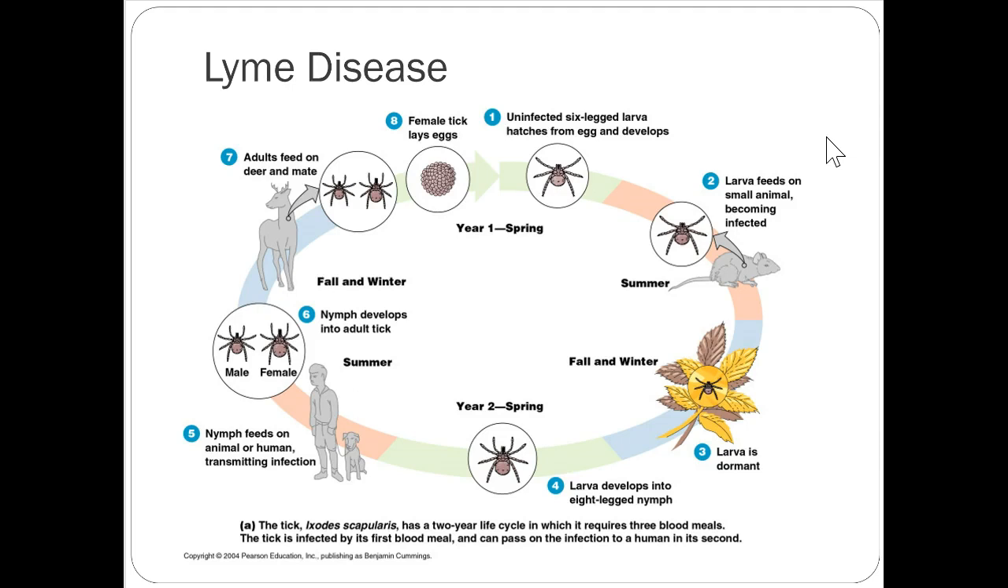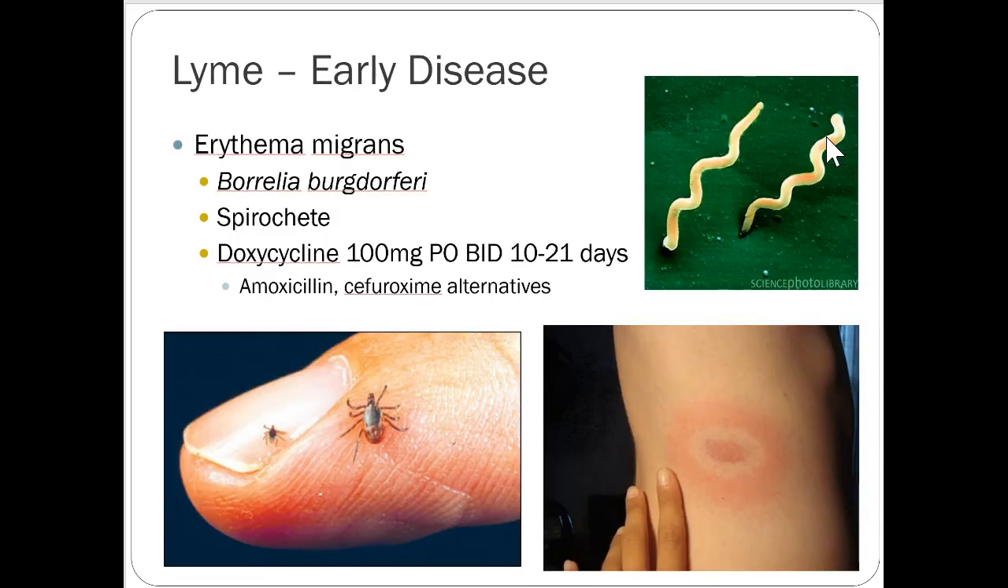Lyme disease is really common in Minnesota, especially in the summer months, fall months, spring months, and it's of course a tick-borne illness. The bug is Borrelia burgdorferi, and the common presentation is this erythema migrans, which is a target-like symbol. It's a spirochete, kind of like syphilis, so it actually has a presentation and pathophysiology similar to the way syphilis presents.